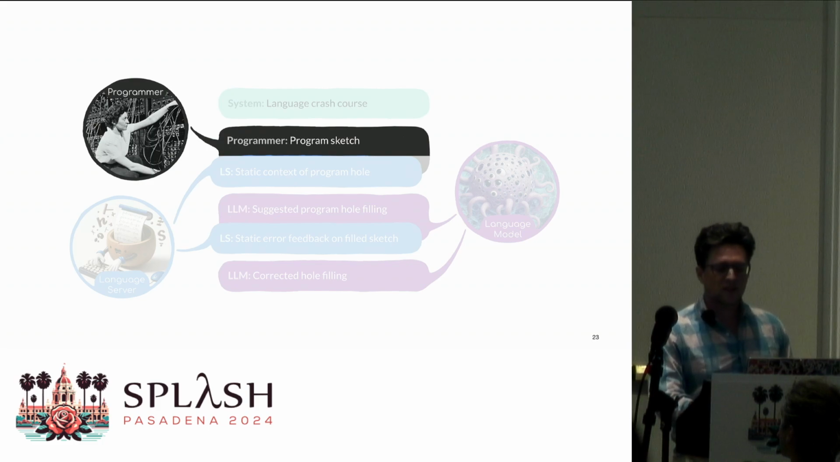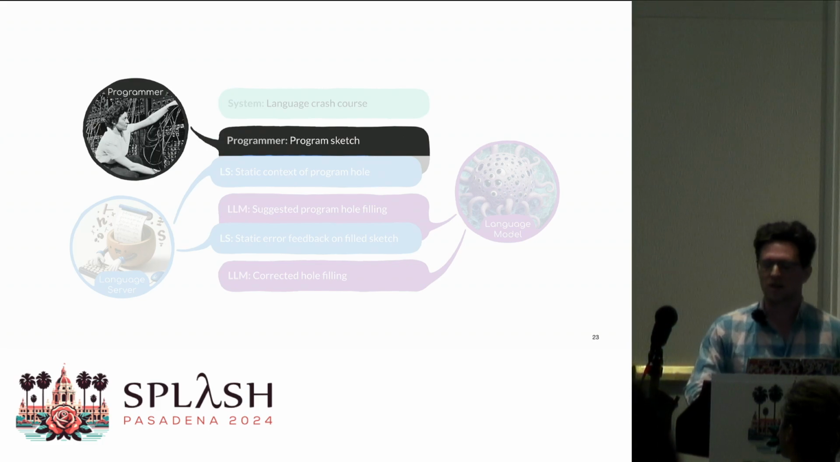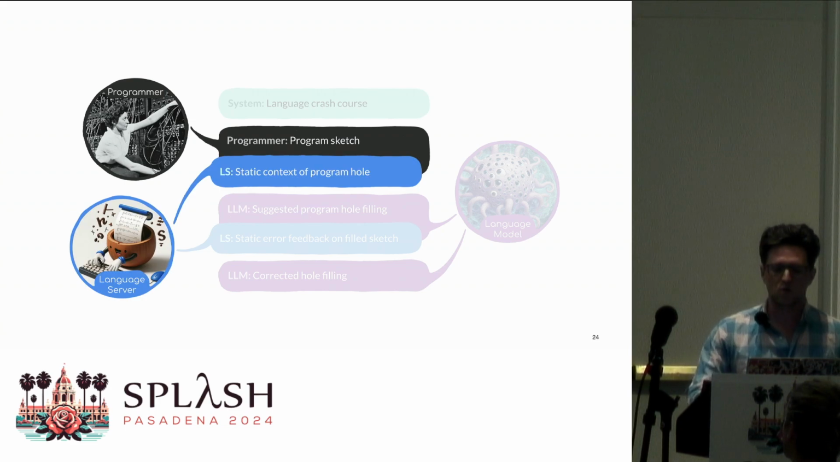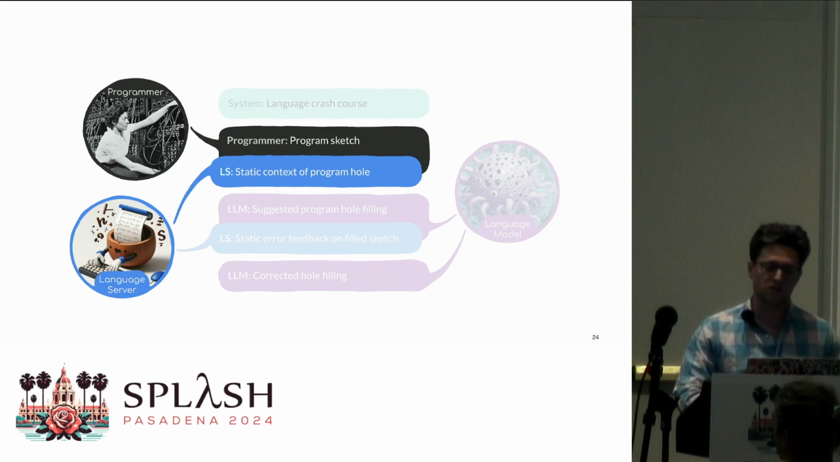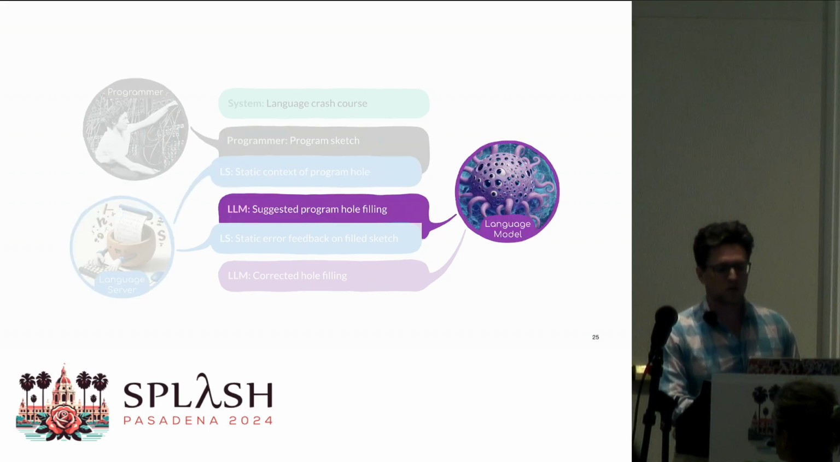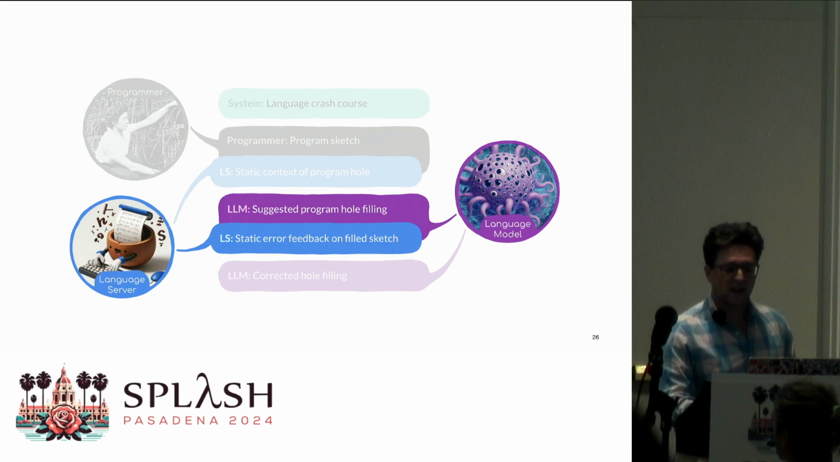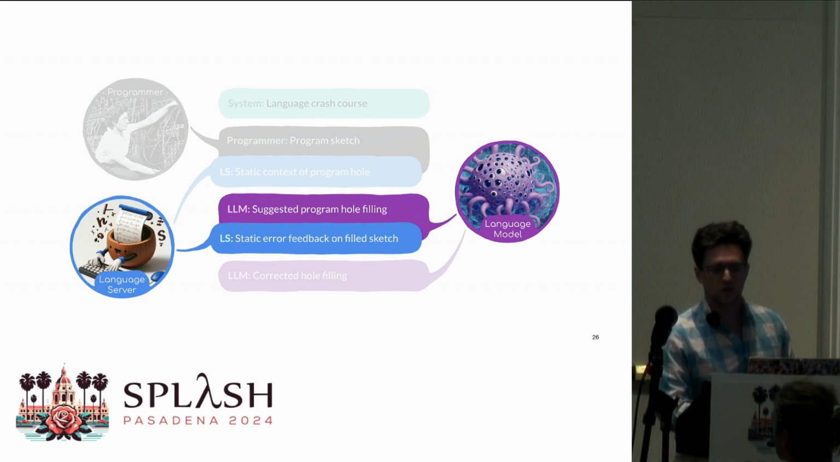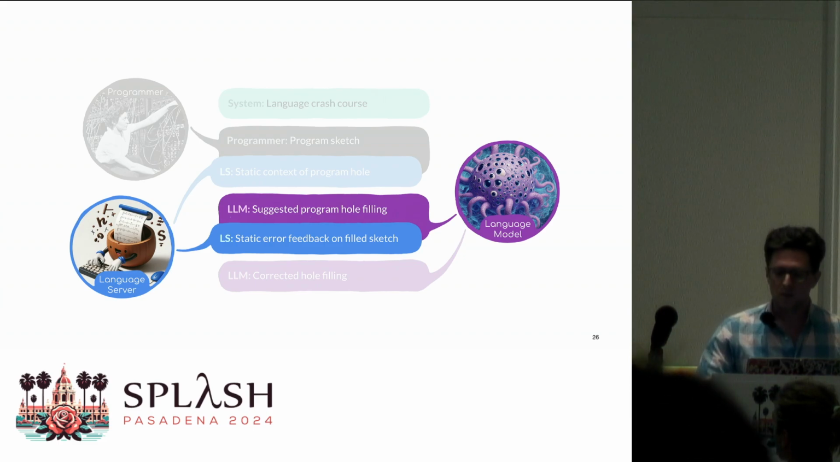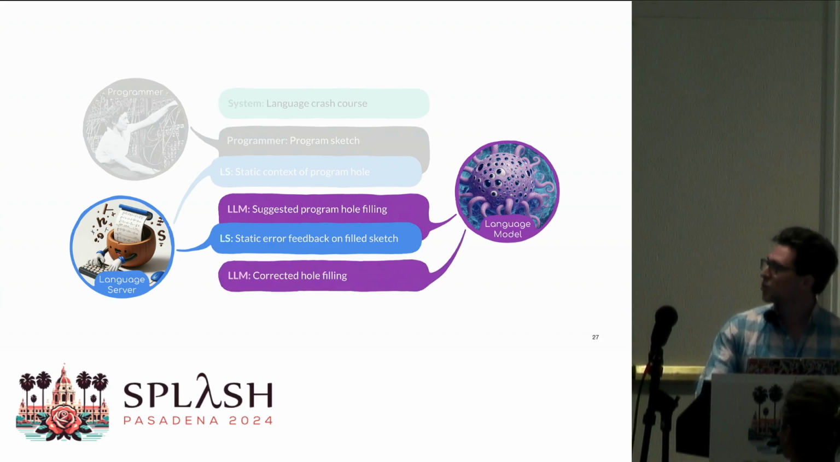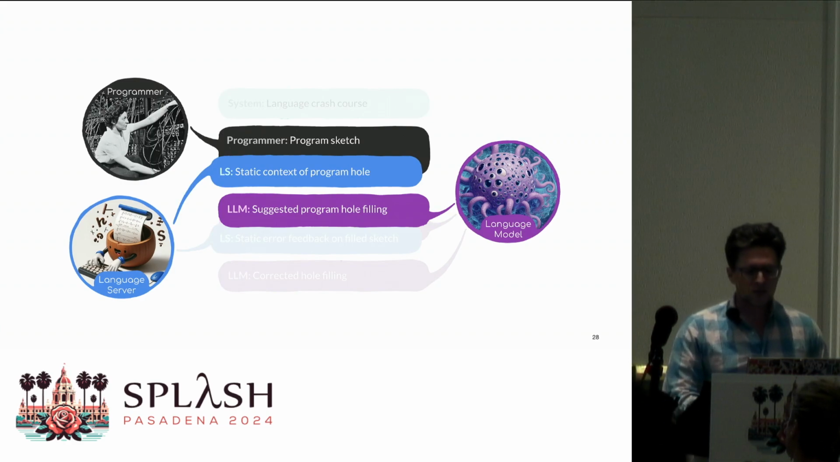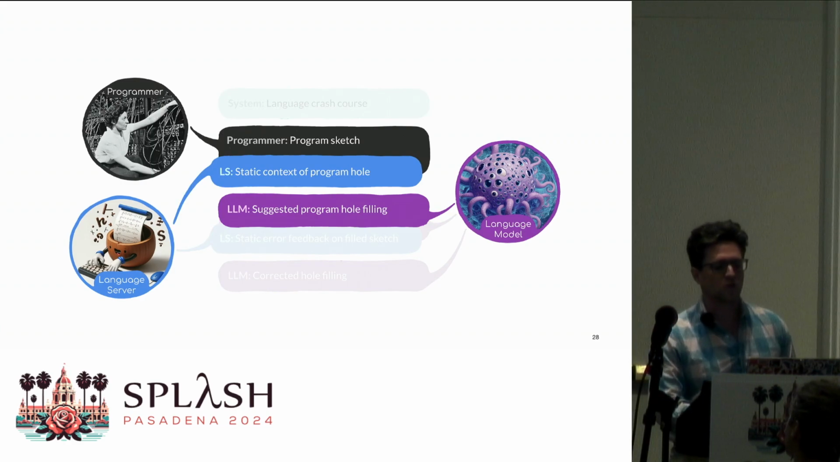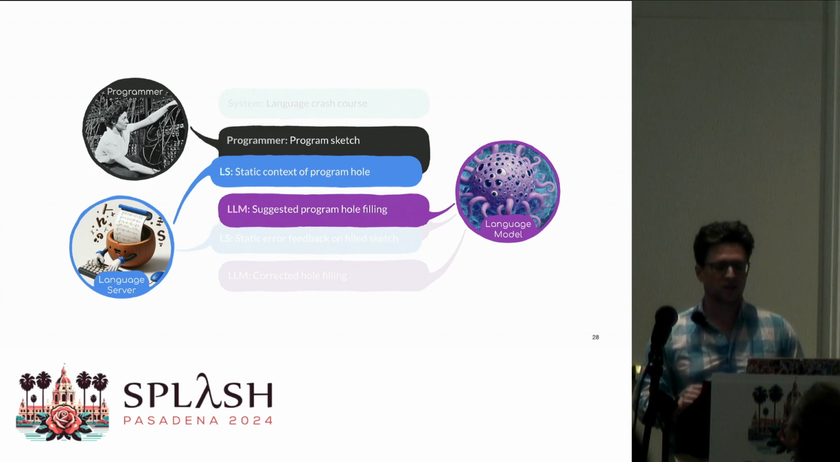The programmer then designates a program sketch for completion by entering 2 question marks at a typed hole, and the Hazel Language Server augments that sketch with semantic information related to the hole. The LLM then responds with a suggested completion, and if there are any static errors, the language server sends the resulting error messages back to the model, which then replies with an attempted correction. For the sake of time today, we'll focus on our core contribution, the construction of the static contextualization prompt.